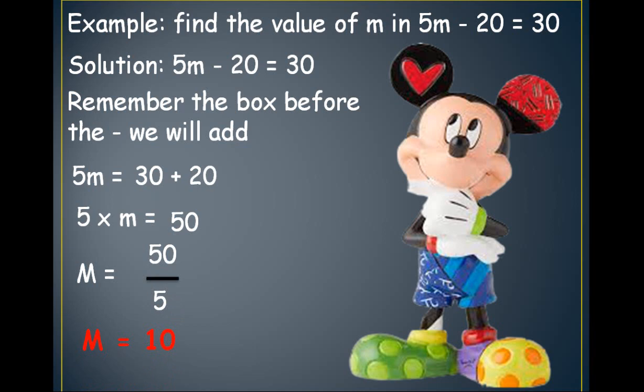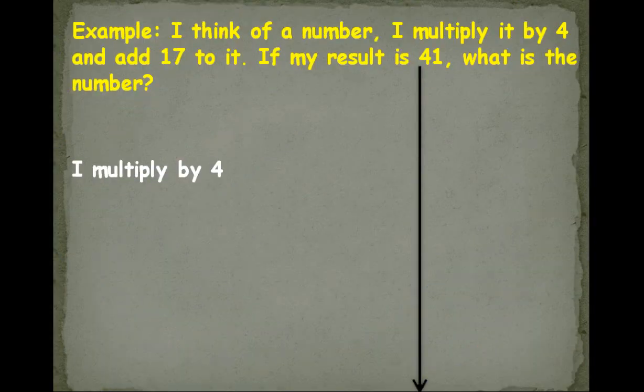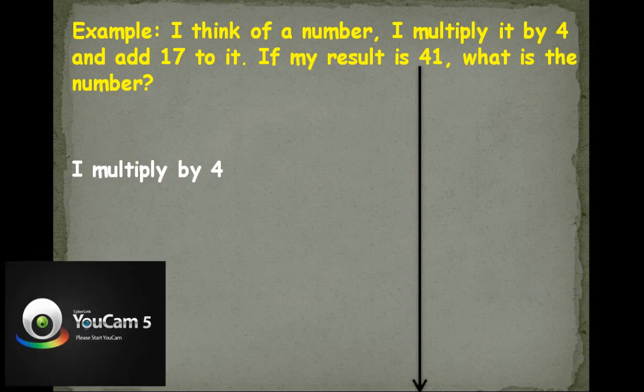That's actually beautiful. You can try it to see if your answer is correct. Anywhere you see m, you put 10. Then we have 5 times 10, that's 50. 50 take away 20 gives us 30. All right.